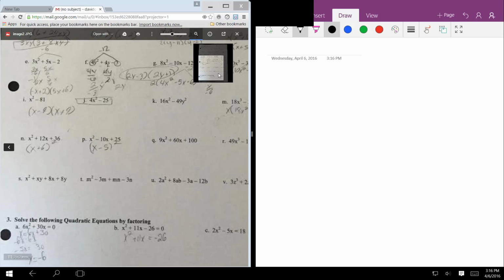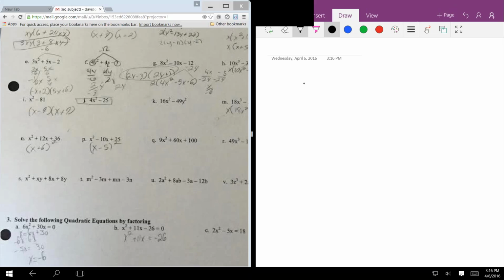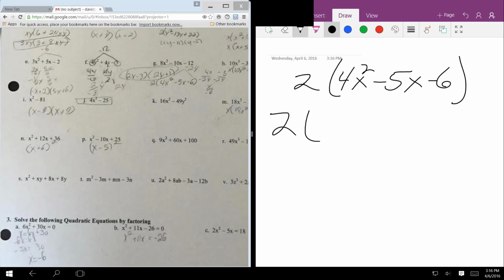Now, let's look at this next one. So you factored out a 2. Okay, so we ended up with 2 times 4x squared minus 5x minus 6. Now we have to try to factor that. And don't forget the 2. A lot of times people will leave that 2 behind and not put it in their final answer.